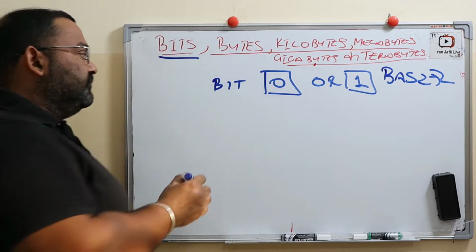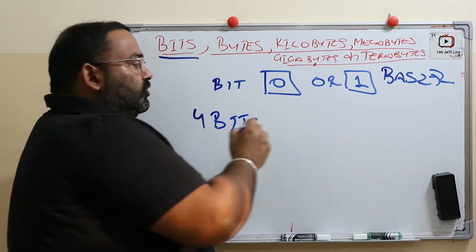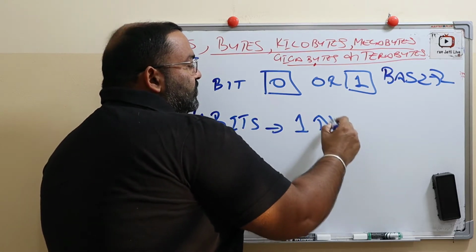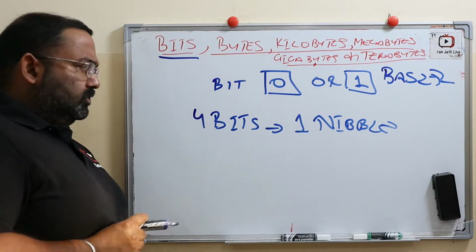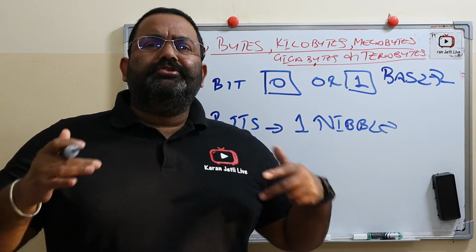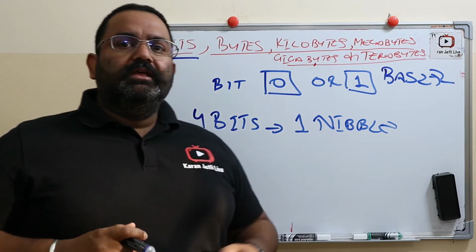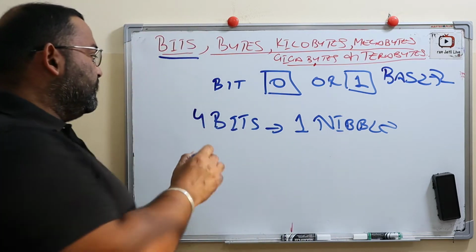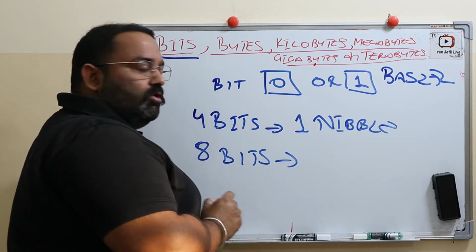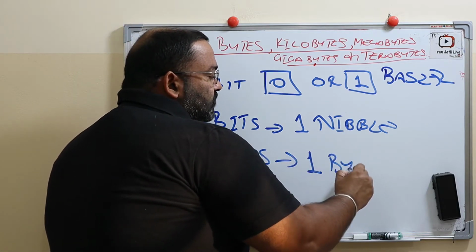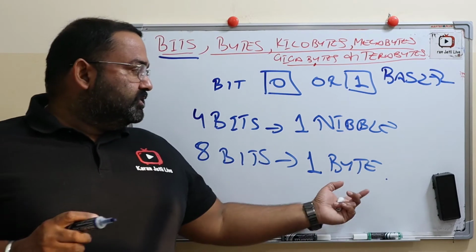After bit, we have something called as 4 bits. We call it as 1 nibble. Okay, 4 bits is a nibble. Nibble mainly is not used in the calculations, but still for your reference 4 bits is 1 nibble. Okay, so then we have 8 bits. 8 bits is how much? It is 1 byte. Now the computer memory is measured in byte.